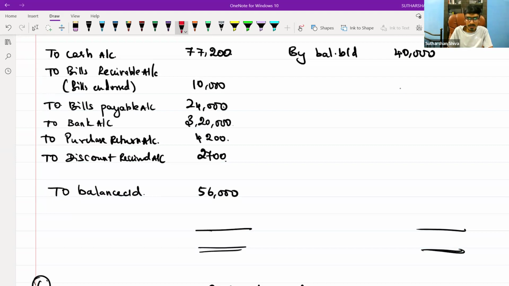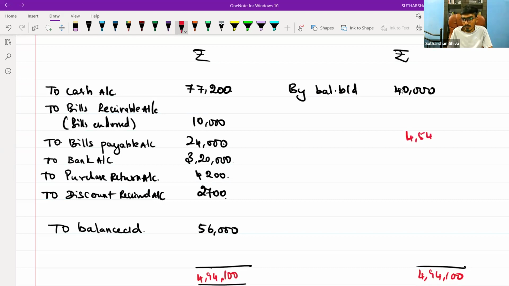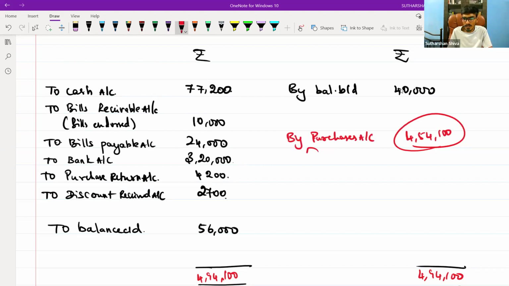77,200 plus 10,000 plus 24,000 plus 3,20,000 plus 4,200 plus 2,700 plus 56,000. I am getting 4,94,100. Right? If you subtract 40,000, you will end up with 4,54,100, right? This will be your purchases account. In brackets, write down it is your credit purchase. In brackets, you can write down it is your balancing figure.